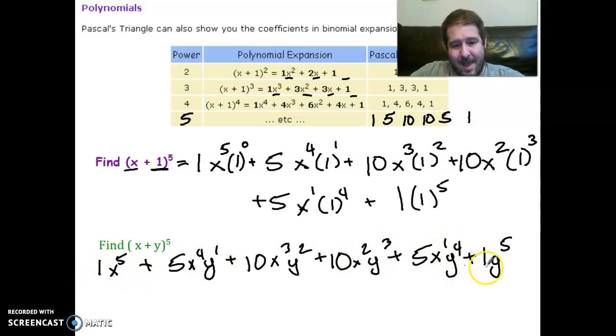You cannot add any of these because you can only add things with exactly the same like terms, meaning they have to have the same exponent for the x and the same exponent for the y. This cannot be simplified anymore. This is expanded as far as it possibly can.